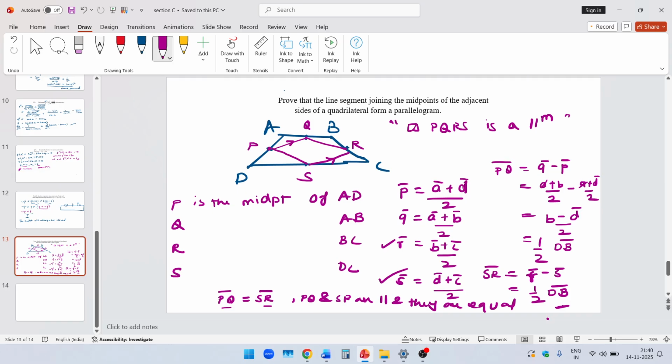Similarly, we can prove that the other two sides which are opposite, SP bar and RQ bar, are also equal and parallel, which means the opposite sides are equal and parallel. Hence, we can say that PQRS is a parallelogram. That's it.